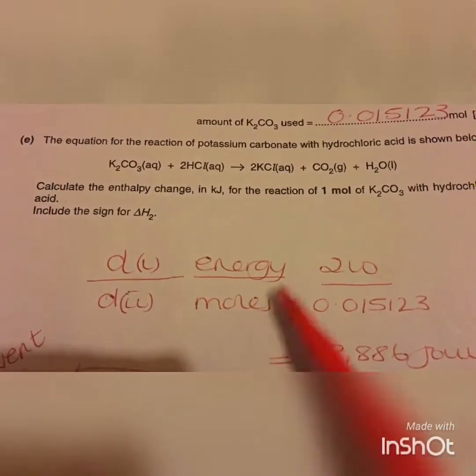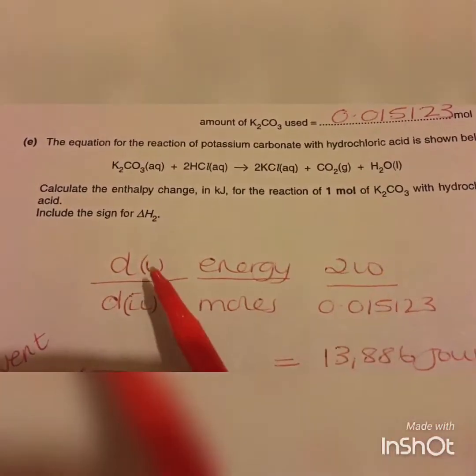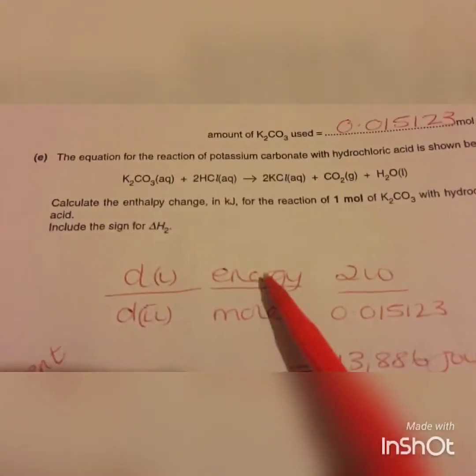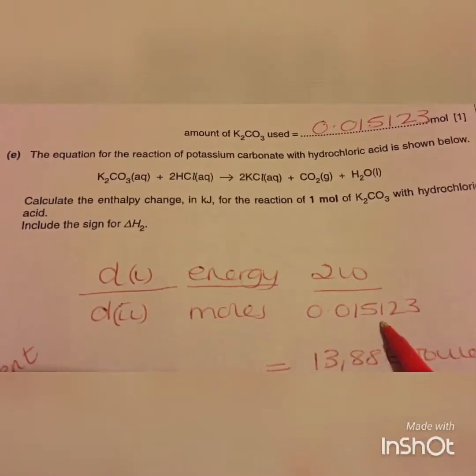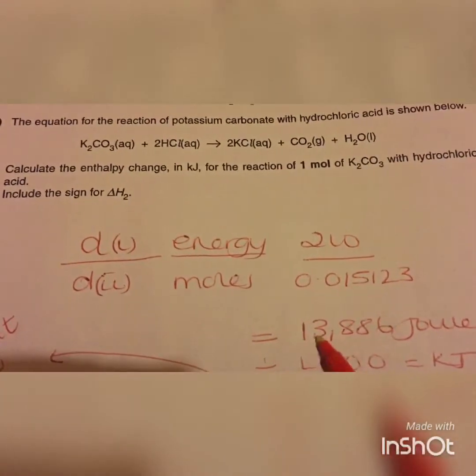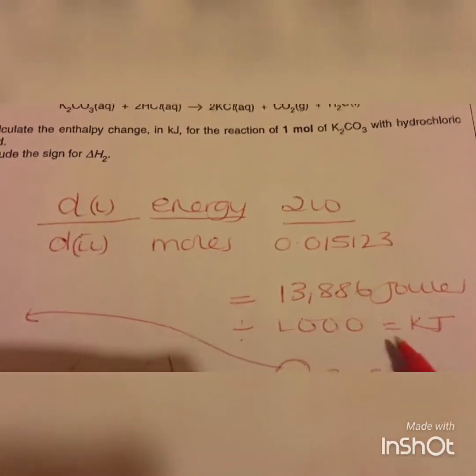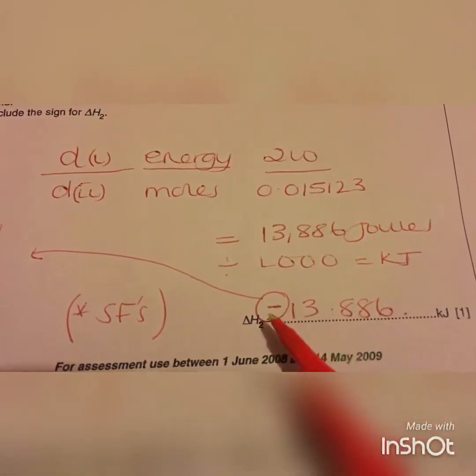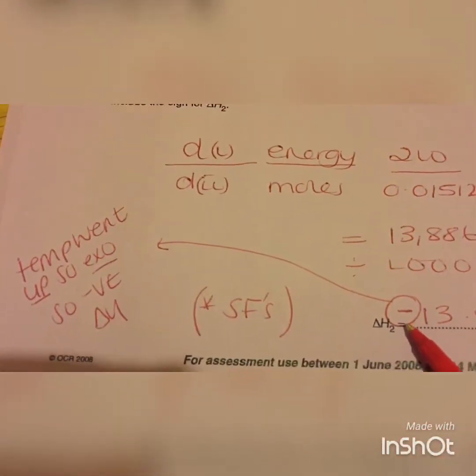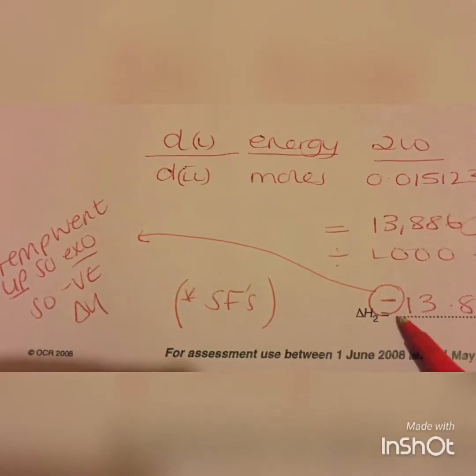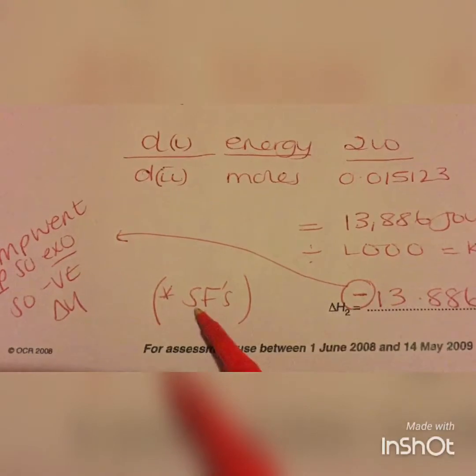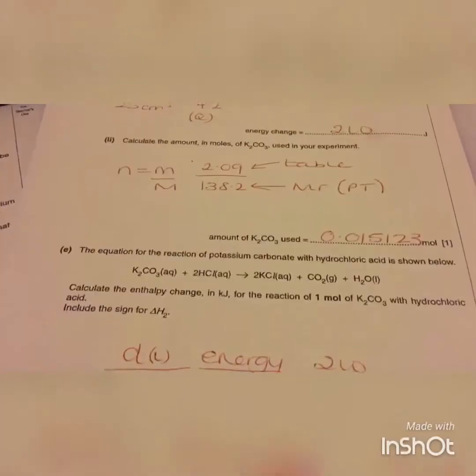So the energy that we have divided by the number of moles we have to get it in energy released per mole. So that's the answer to D part 1 divided by the answer to D part 2, which is energy divided by moles, and you can see the numbers that I've included here, which gives me 13,886 joules, again converting into kilojoules, which gives me 13.886. In this case, because my temperature went up, it's an exothermic reaction and therefore my delta H is negative, so I have to make sure to include that sign. Significant figures are not stated, so I've not worried.